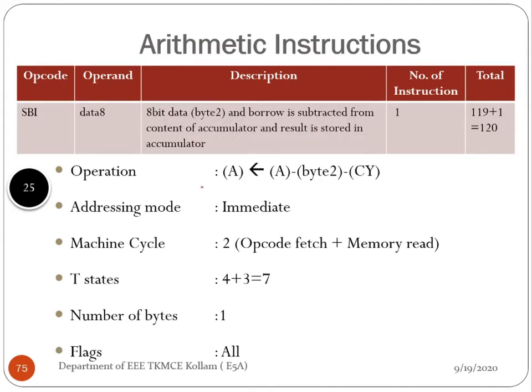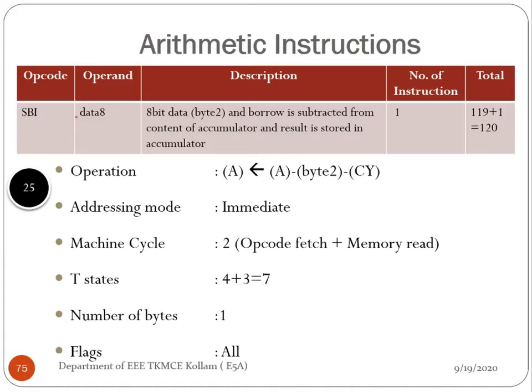Next arithmetic instruction is SBI data 8. Here 8-bit data, that is byte 2, and borrow is subtracted from content of accumulator and the result is stored in accumulator. That is, the data which is given in the instruction along with the carry status is subtracted from the content of accumulator and the result of operation is saved in accumulator.